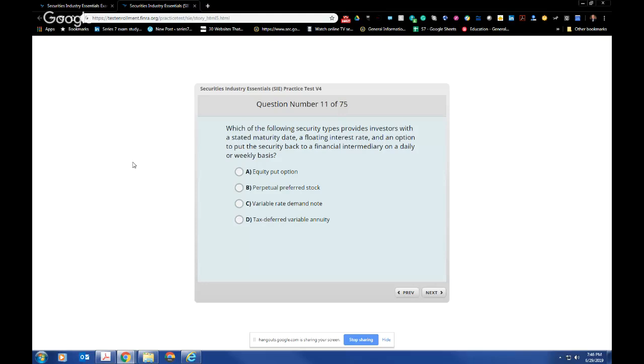So a VRDN or VRDO is the same thing. Variable rate, the rate moves with current rates. And the demand part means at any point you can sell it back to the issuer at par. That may be called an embedded put option. So we're going to go with C as in Charlie.